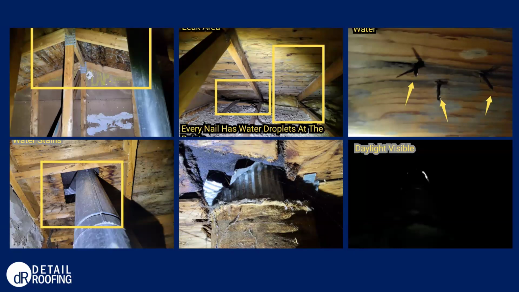So in this case, similar to the last one, there was really severe staining throughout. All of the nails had water droplets coming from underneath them throughout the entire attic, staining at the chimney vent, and the exhaust vent was not properly connected. So again, you're experiencing that air leakage. And then finally, there was also an area where, when the flashlights weren't turned on, you could see daylight from inside the attic. So meaning that there was some sort of opening on the roof surface.